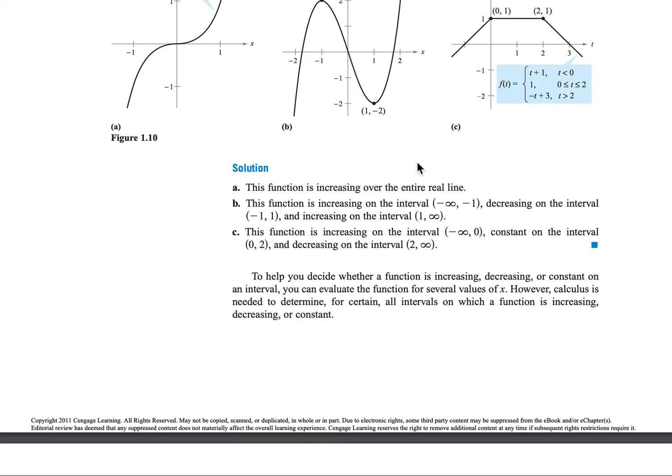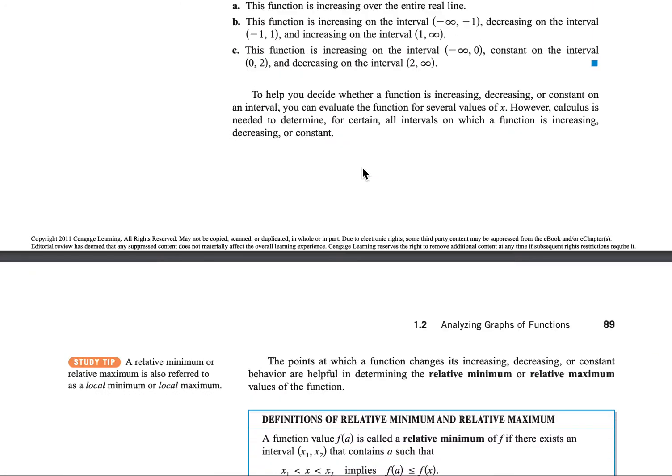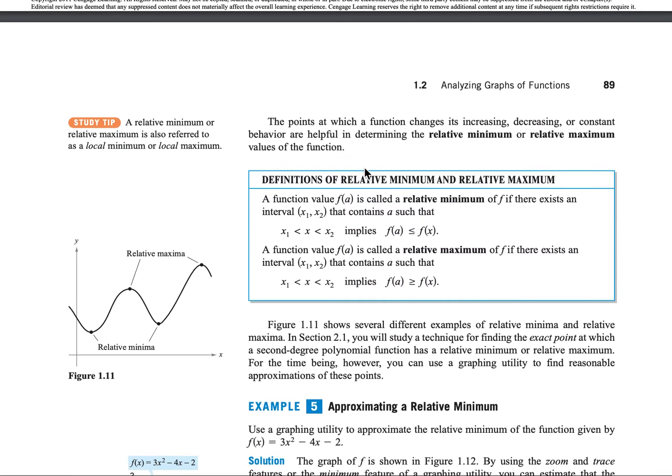Looking at these, here again, more examples of increasing and decreasing. I think you have done this in prior years, so it should not be too new. Relative minimum and relative maximum, sometimes called local minimum and local maximum. It just means that when you're at a point and you go to either side of that point, if it is less, then we'd call that a relative maximum. This point looks like it's an absolute maximum.